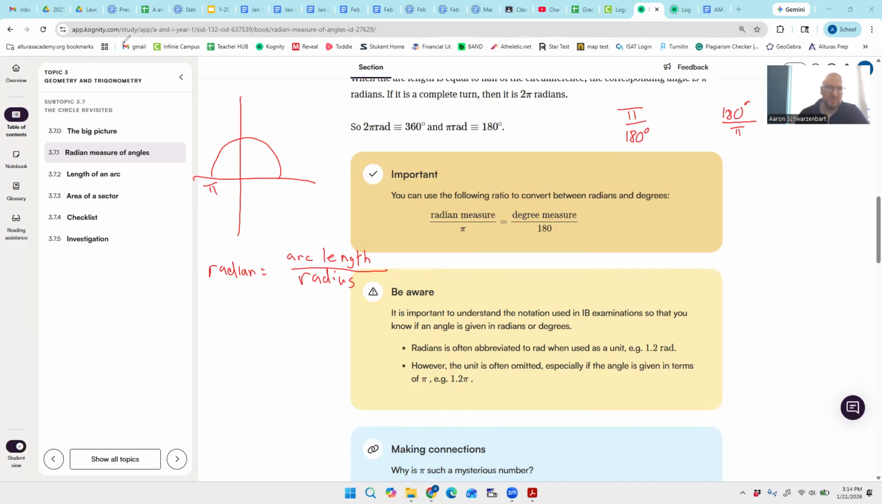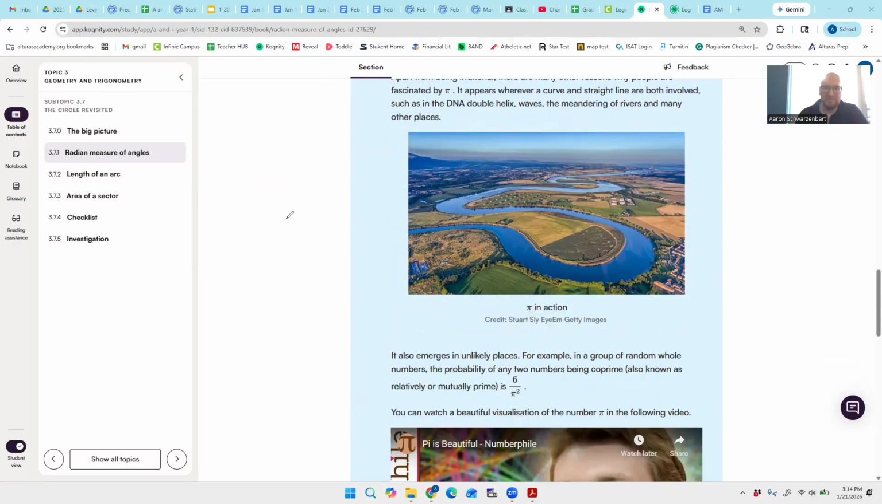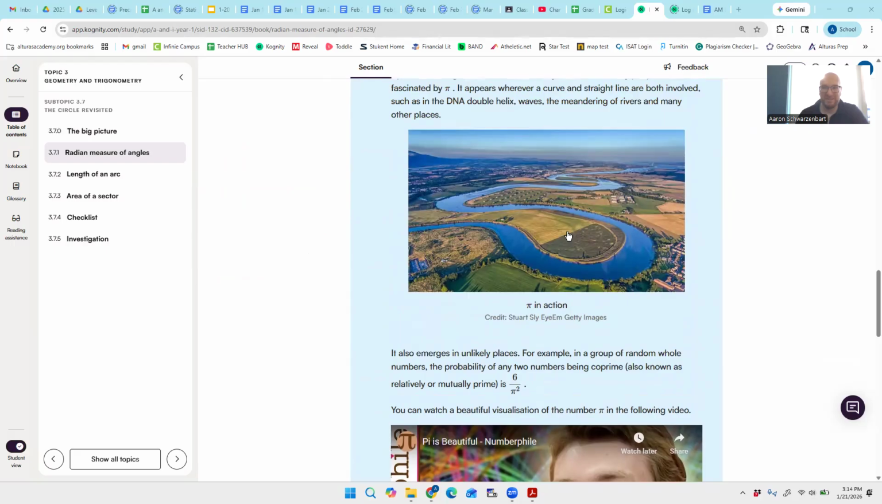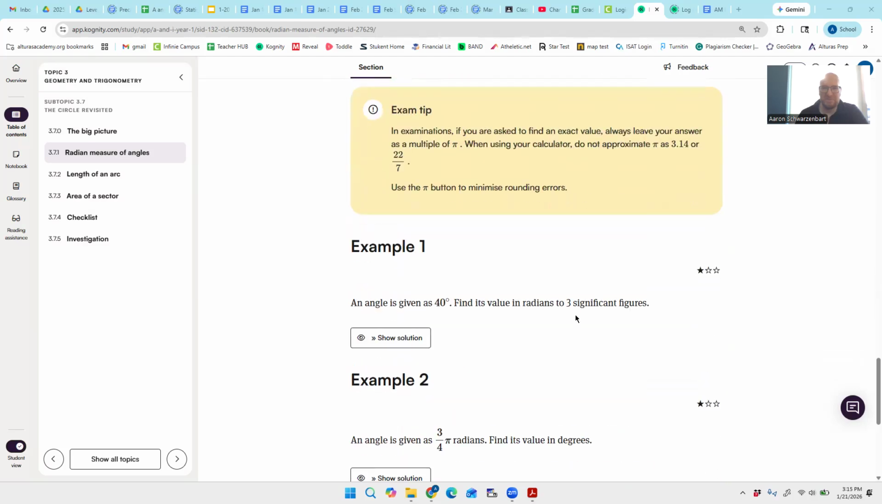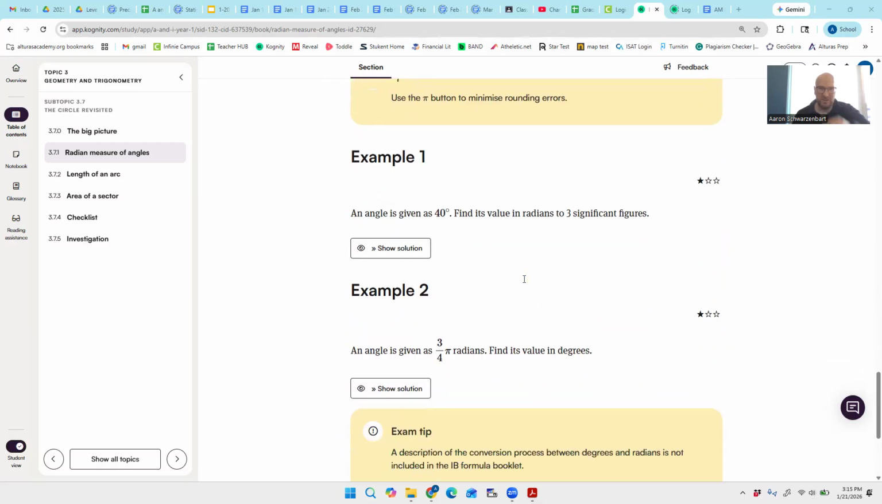Pi is a beautiful number. You can watch this video later. It's kind of fun. But it's simply circumference divided by radius that is defined to be pi. It shows up in all kinds of arcs. Do not ever use 3.14 or 22 sevenths. Use the pi button on your calculator, always.